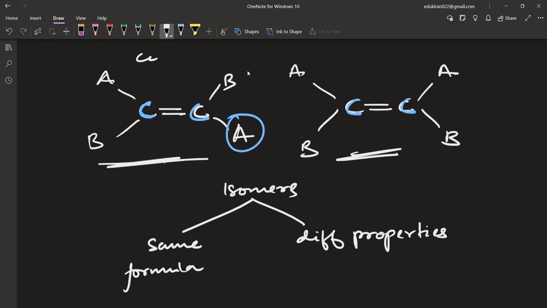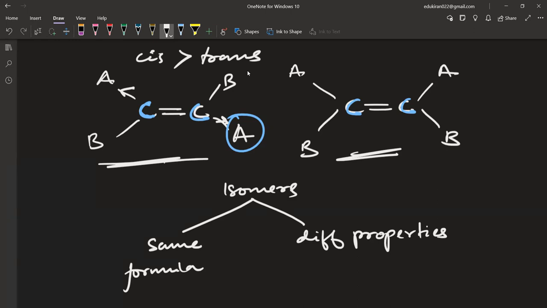Cis isomers and trans isomers have a difference. Cis isomers have a higher boiling point than trans isomers. What is a trans isomer? These are non-polar because here there is one dipole and here there is one dipole, and the dipoles cancel out. So they have different boiling points and melting points.